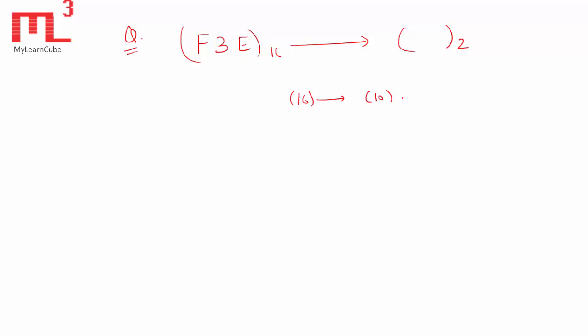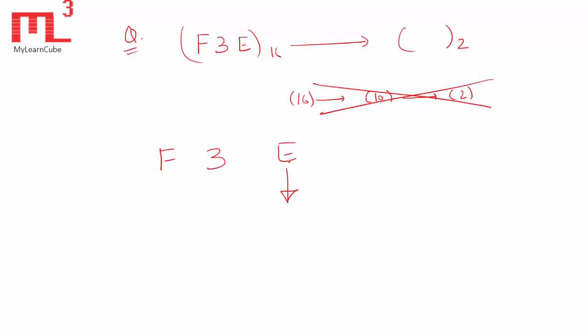So take this question now. The original question was: represent F3E base 16 into base 2. The traditional approach was base 16 to base 10 and then base 2, but in GATE it will kill a lot of time. So the direct way is F3E.